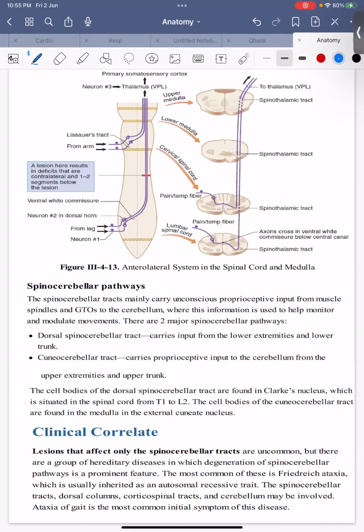You can see these fibers as they are coming in and ascending, then going to the dorsal horn of the spinal cord. Then immediately within the spinal cord, they go to the contralateral side. Similarly here, contralateral side, VPL nucleus and spinothalamic tract.